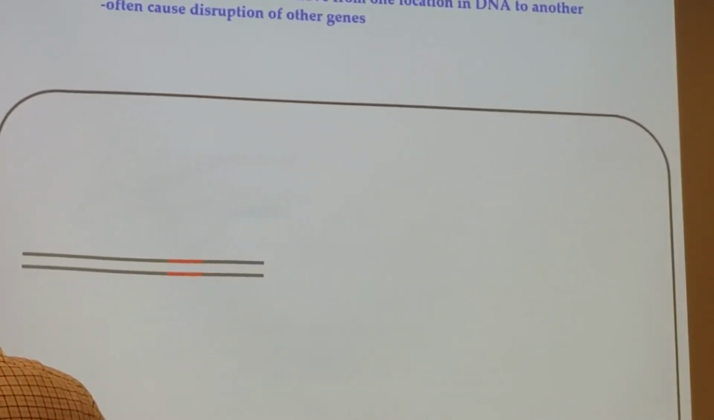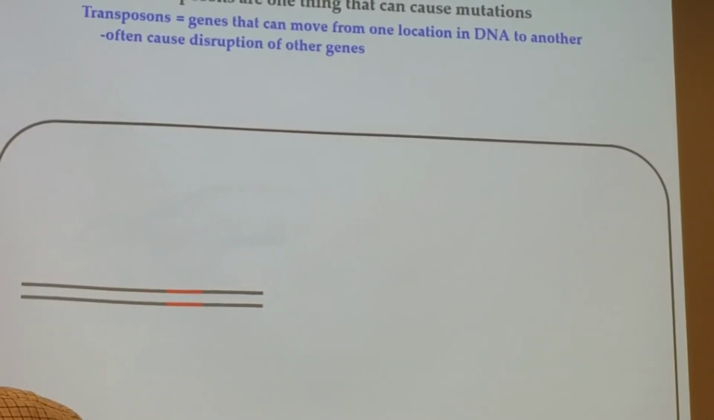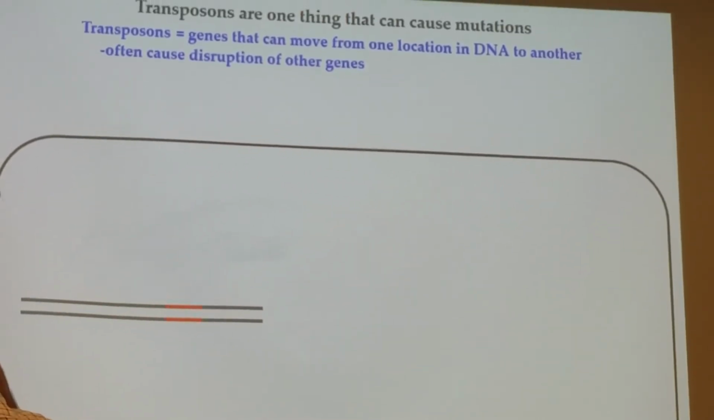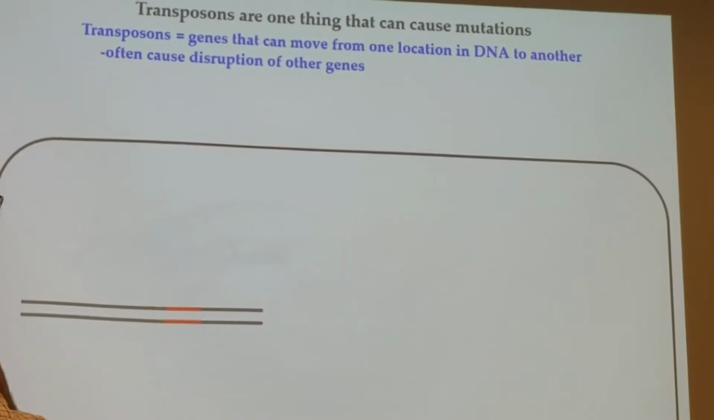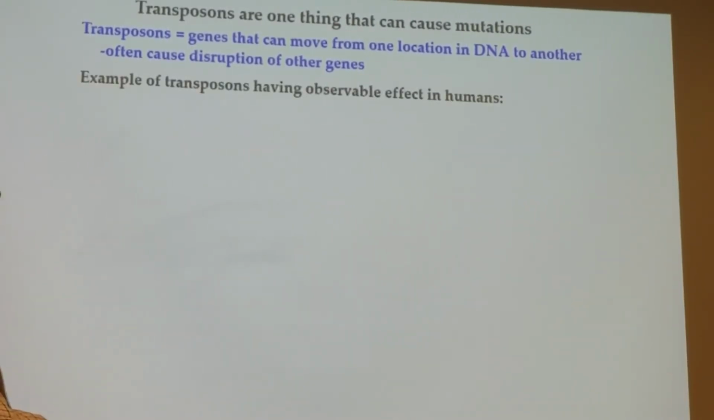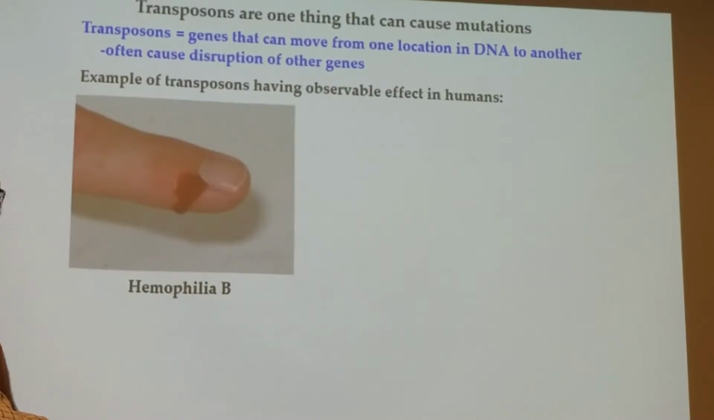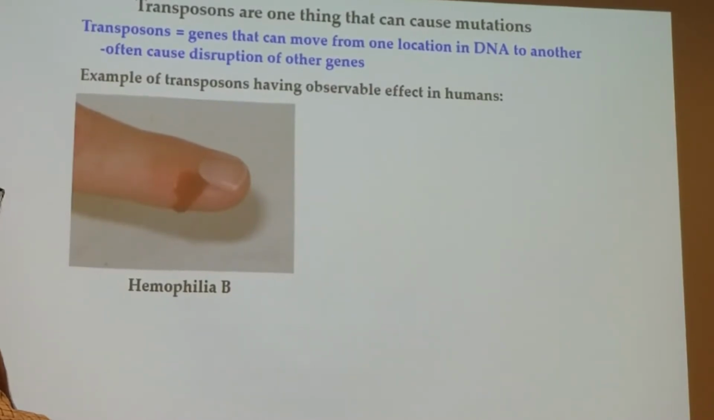And it turns out that there are some examples of phenomena caused by having a transposon jump right into the middle of another gene. The first example will show you something that is seen in people. It turns out that it's a type of hemophilia that's caused by a transposon jumping right into the middle of another gene. It's a type of hemophilia called hemophilia B.